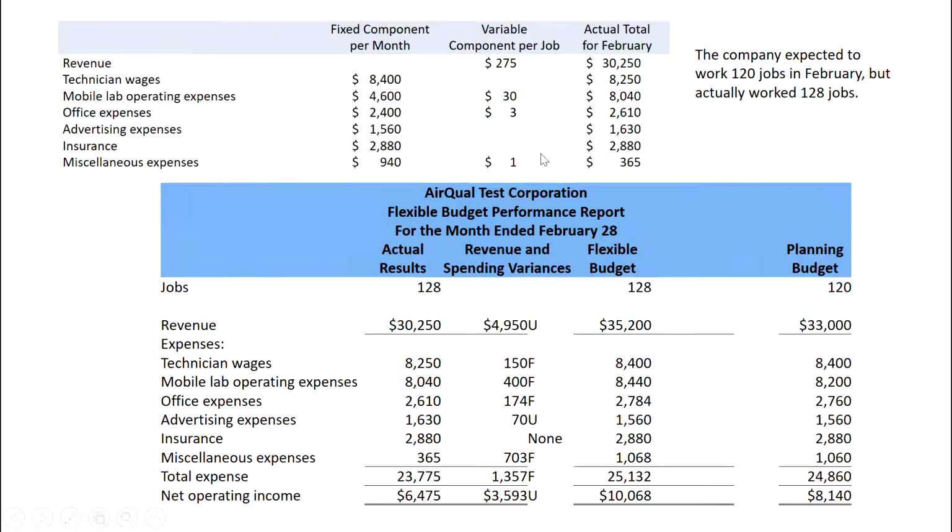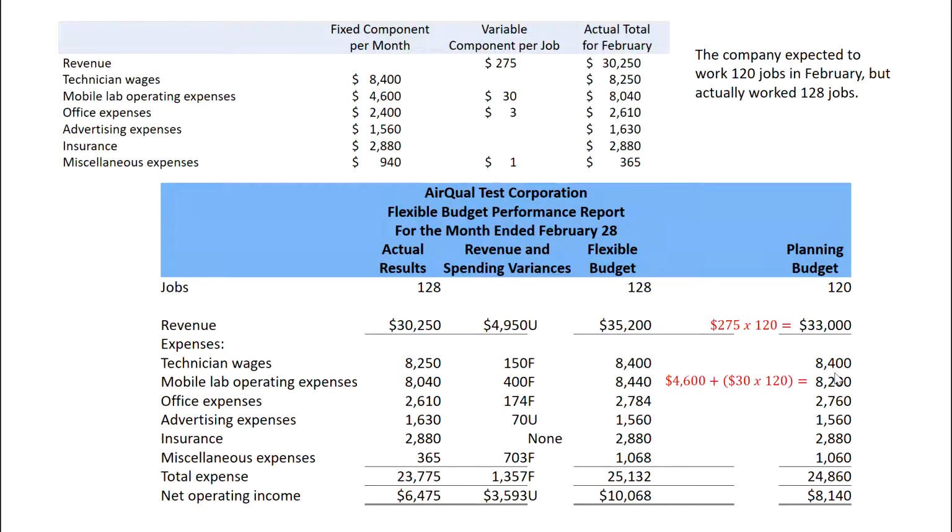Again, using our same formulas here, we're going to populate this. For example, revenue was $275 per job. Now times 120 jobs is $33,000. If I take a look at technician wages, because it's fixed, it's going to stay at $8,400 because we didn't anticipate it was going to change.